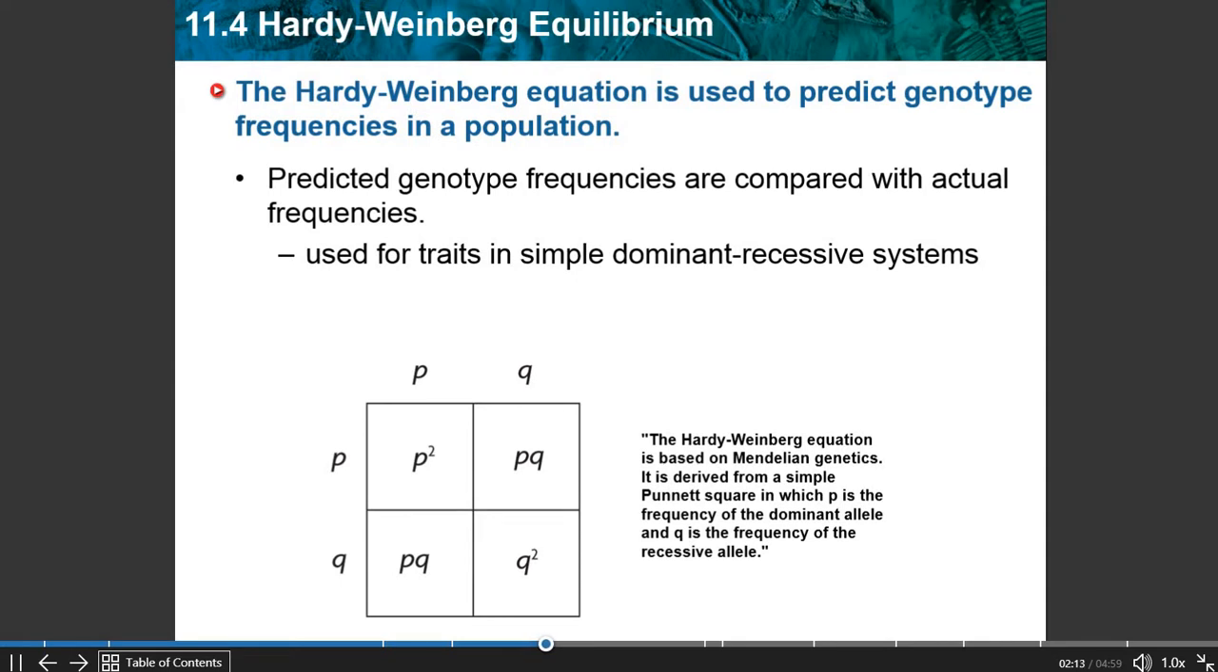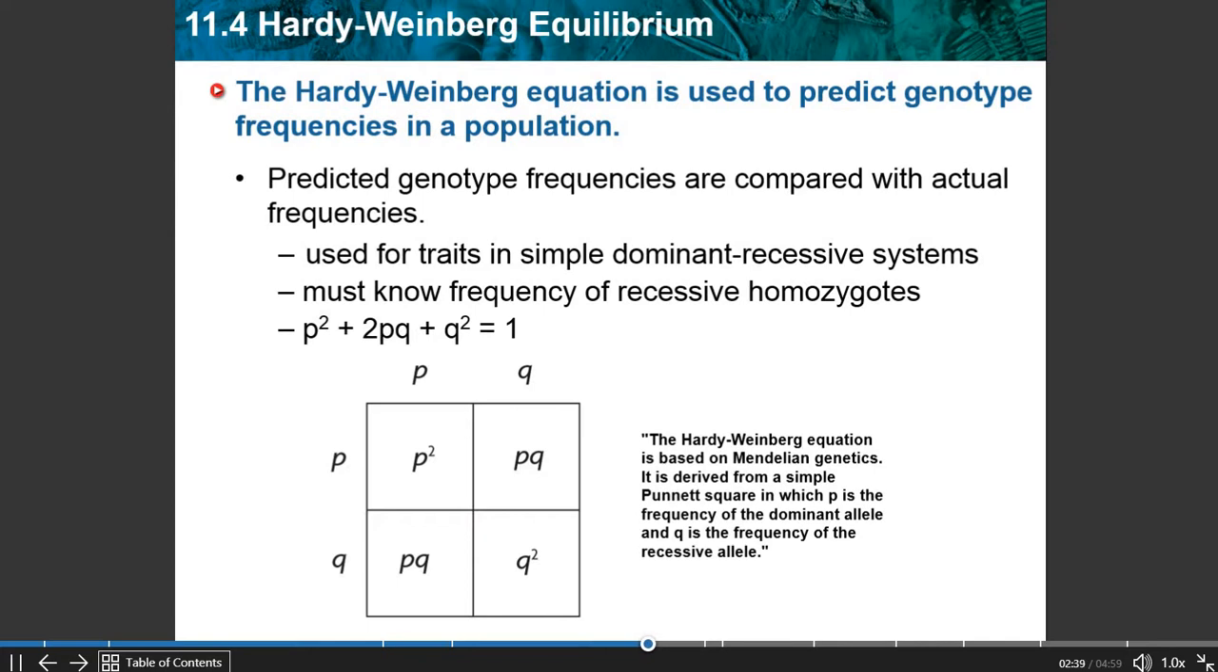So you can see right here the Hardy-Weinberg equation is based on Mendelian genetics. It is derived from a simple Punnett square in which P is the frequency of the dominant allele and Q is the frequency of the recessive allele. So you are going to need to know the frequency of the heterozygotes. So it's going to be P squared plus 2PQ plus Q squared is going to equal 1.